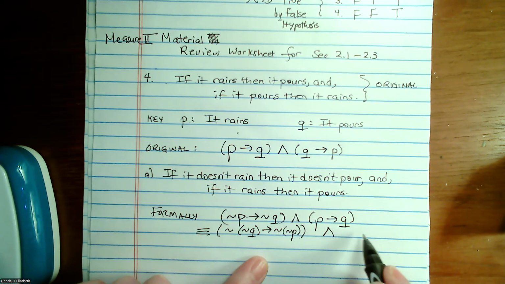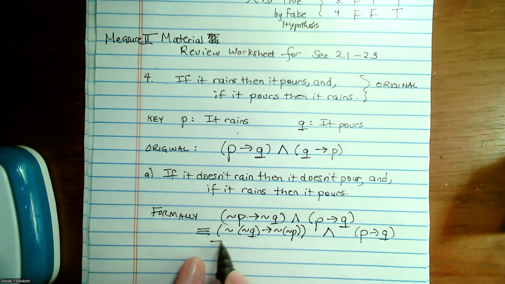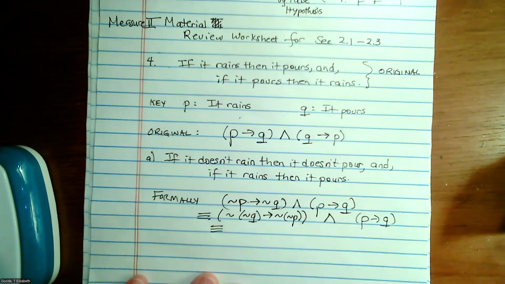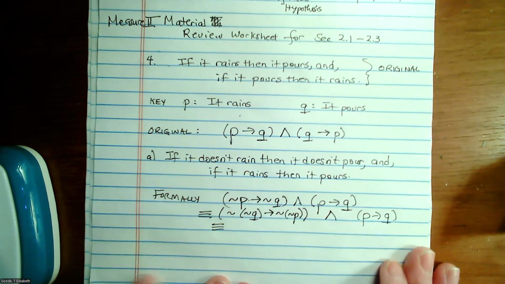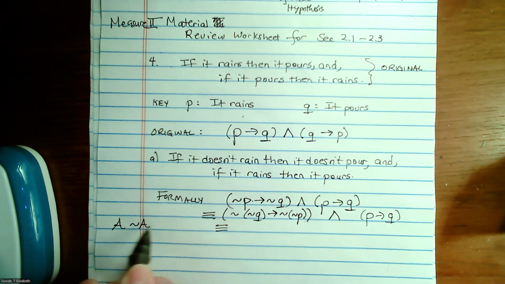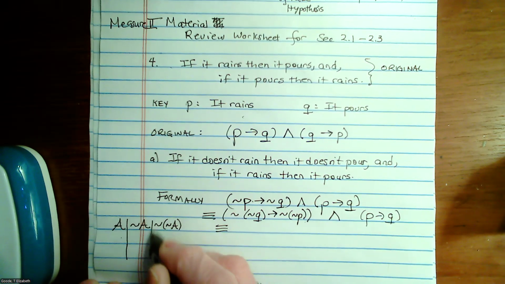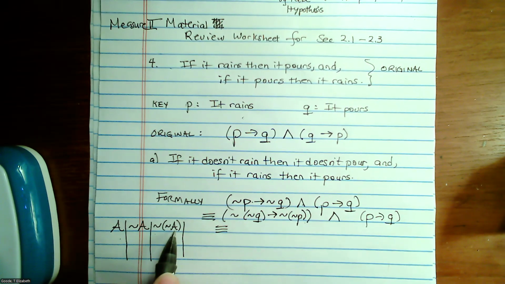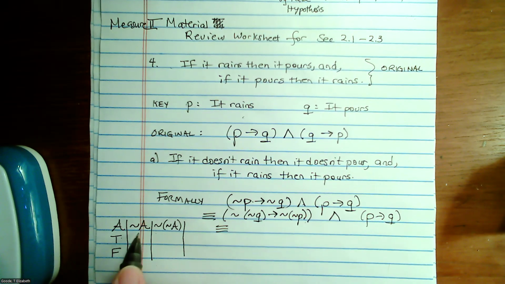And we have P implies Q. So now we can simplify this. What's not not Q? Let me write it down. All right, I can help you. Let's say we have A and we have not A. Let's say we're trying to understand what not A is. Well, A could be true or false. What are the truth values for not A?